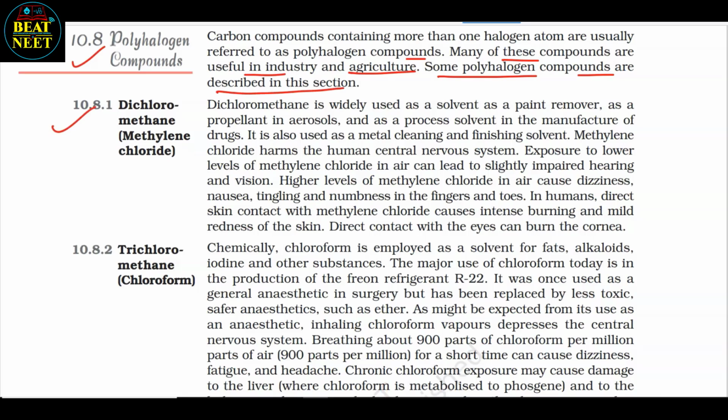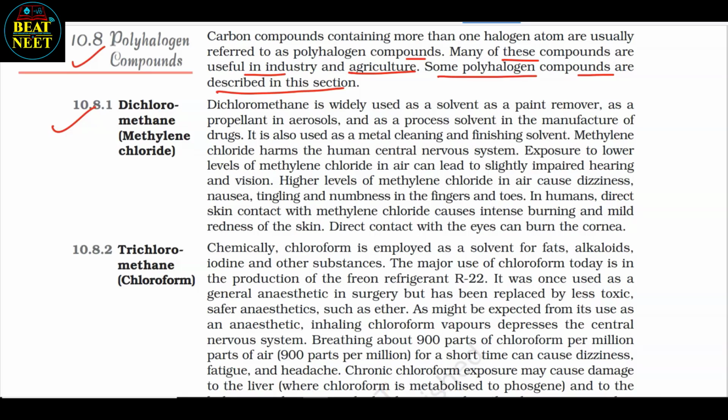10.8.1 Dichloromethane, that is methylene chloride. Dichloromethane is widely used as a solvent, as a paint remover, as a propellant in aerosols, and as a process solvent in the manufacture of drugs. It is also used as a metal cleaning and finishing solvent.